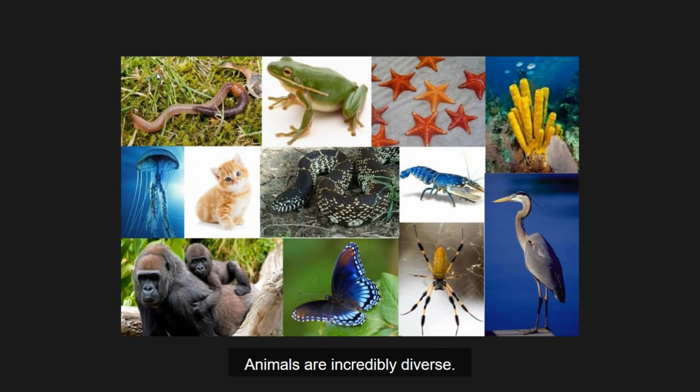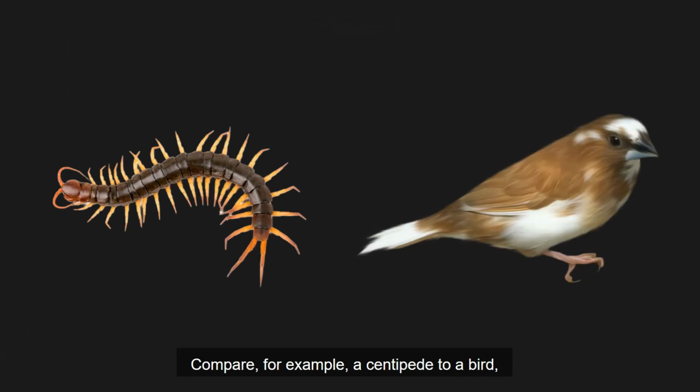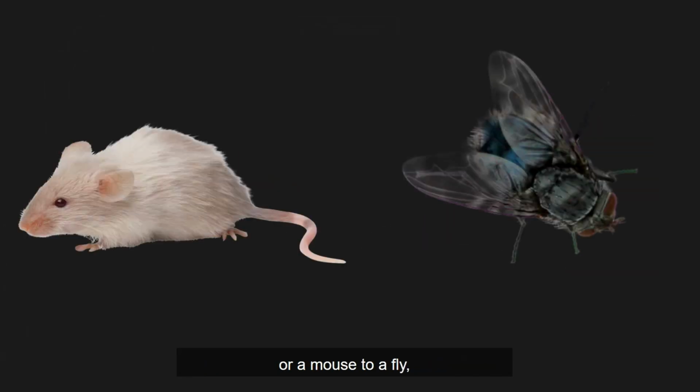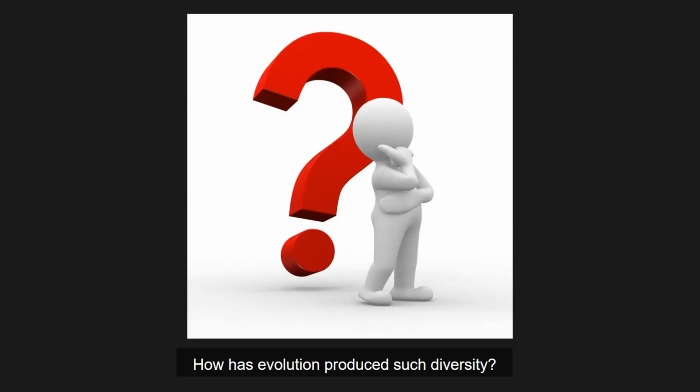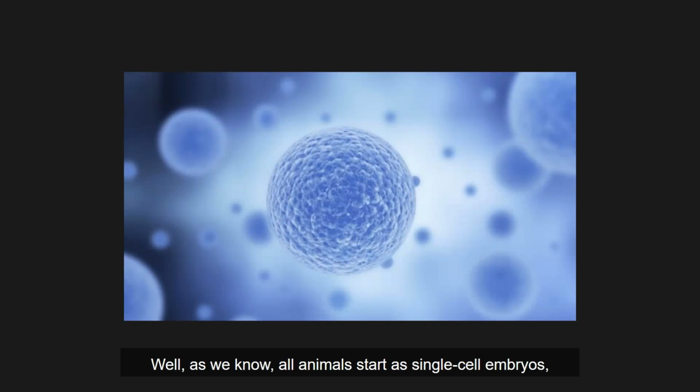Animals are incredibly diverse. Compare, for example, a centipede to a bird, or a mouse to a fly, and it's easy to see the differences. How has evolution produced such diversity? Well, as we know, all animals start as single-cell embryos, and when you take a closer look at that embryo, you can't exactly tell what kind of species it will become.